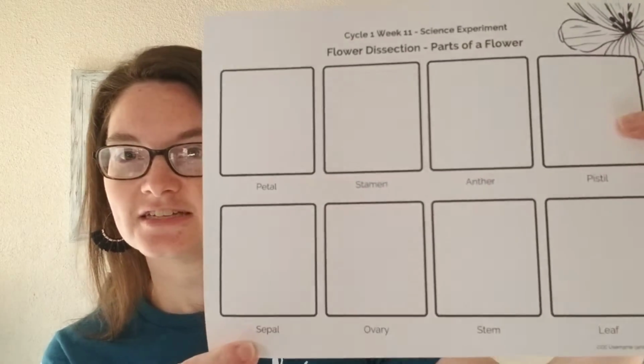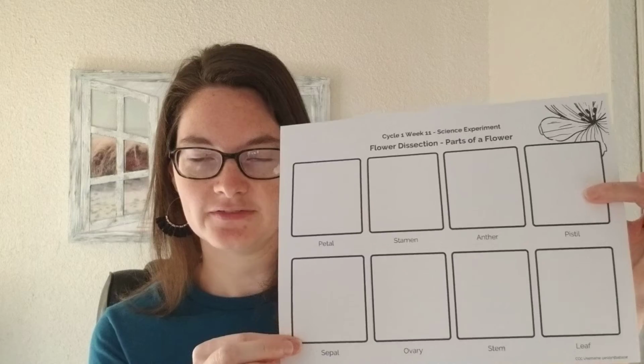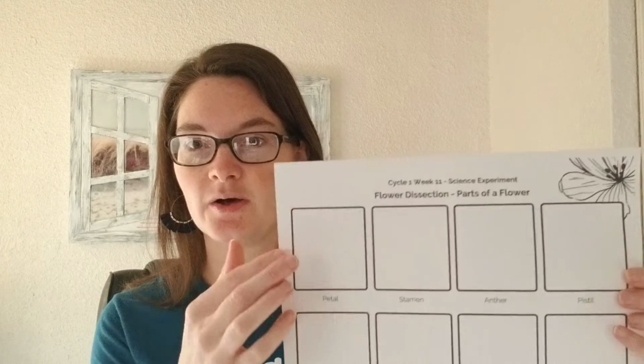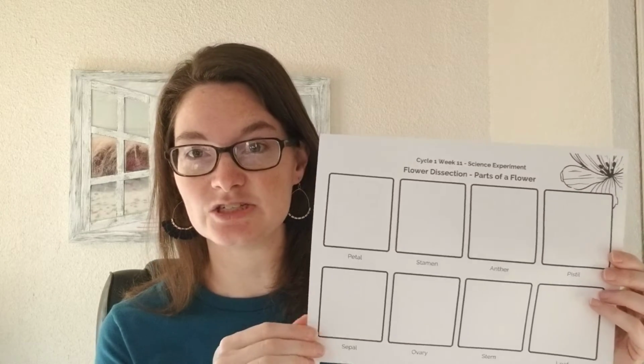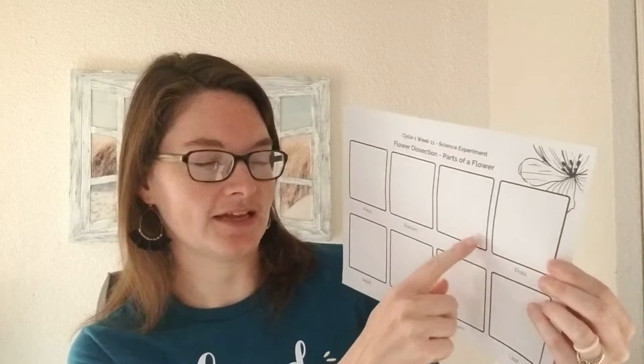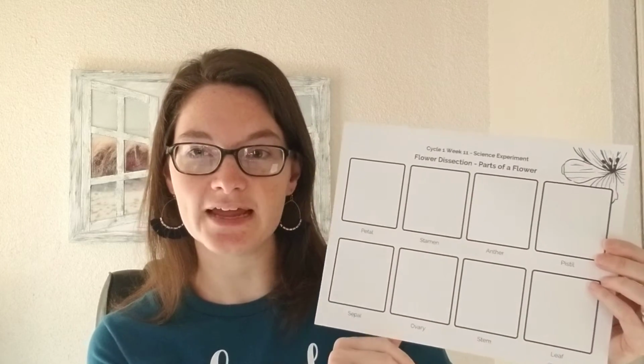For my class, I found these supplies on CC Connected from CC user Carolyn J. Baltazar. It just has some boxes with the names of different parts of a flower. I'll give each of them one of these sheets, and we'll have some tape. Once they take their flower apart and find the different parts, we'll tape each part of the flower in one of these squares. Or another idea is you could have them draw the different parts of a flower. Maybe they could have a pencil and draw a picture of what a petal looks like, or the stamen, or the anther. Those are some ideas for having them display the different parts that they find.